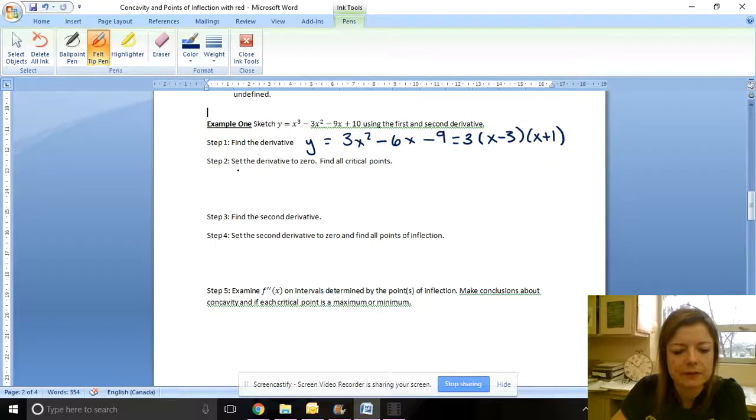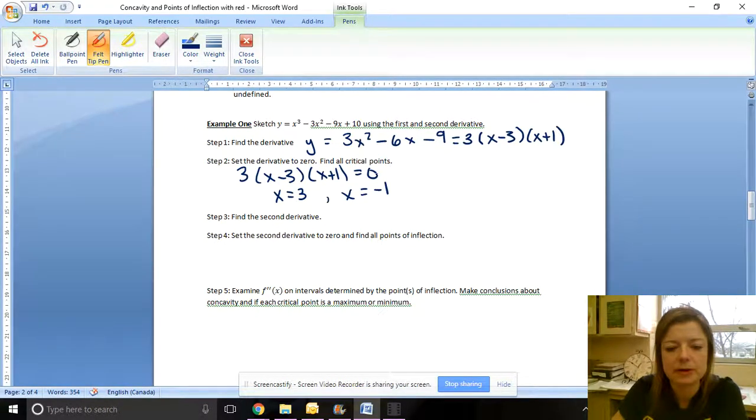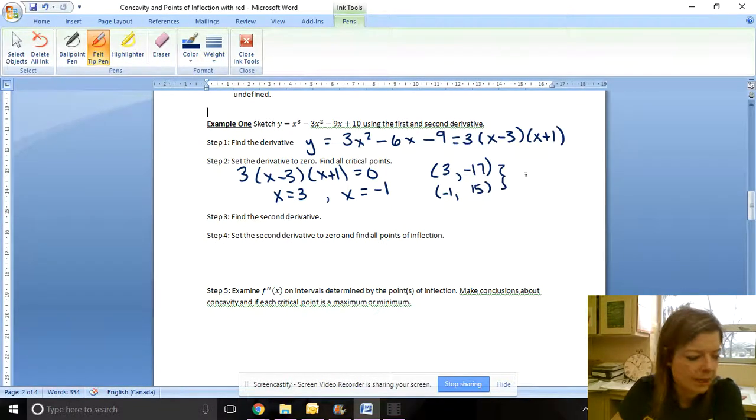Now we want to set the derivative to 0 to find any critical points. This brings us back to our critical points, which are the points that make the derivative 0 or undefined. In this case, we have x equals 3 and x equals -1. Nothing makes the derivative undefined. Notice that it says critical points, so we actually need to go and find these y values. I went and found them, and so the point for 3 is -17, and the point for -1 is 15. Remember what this means: these points could each be a local max or a local min.